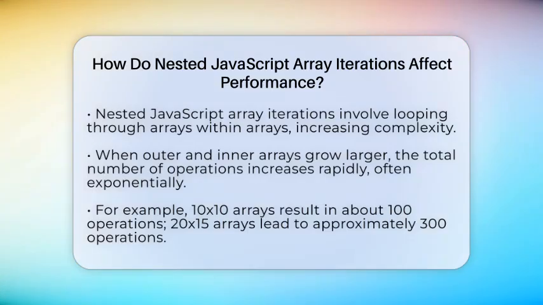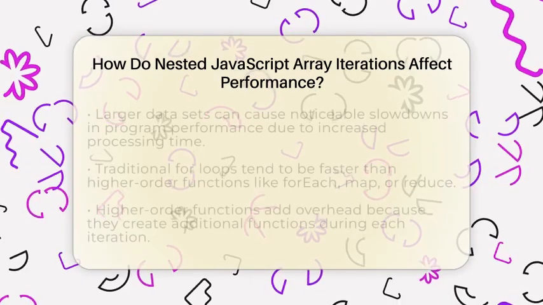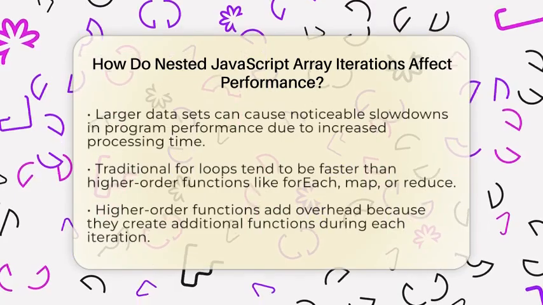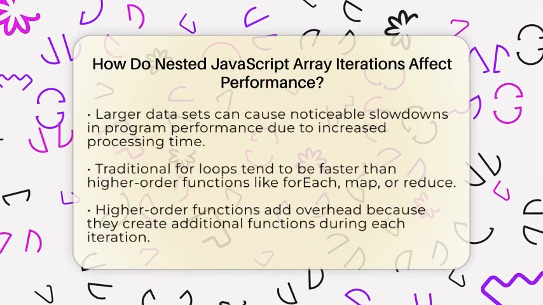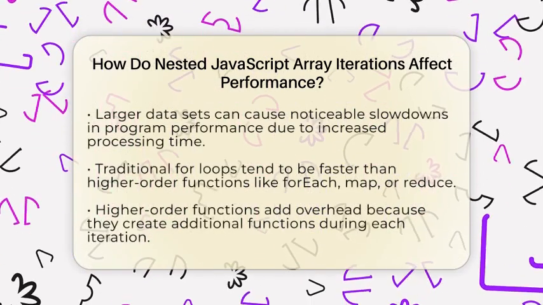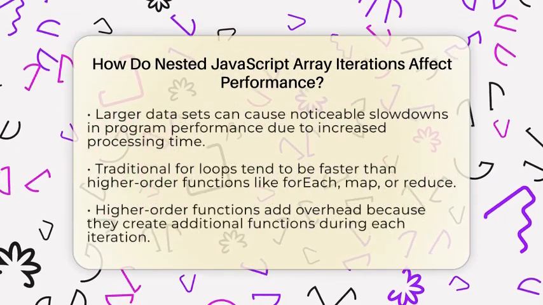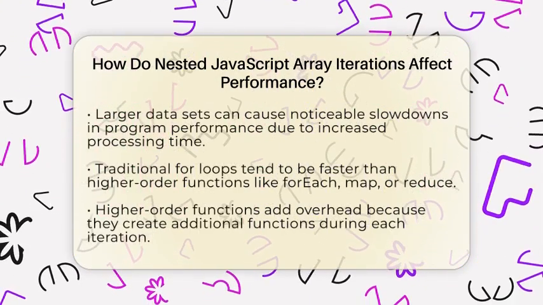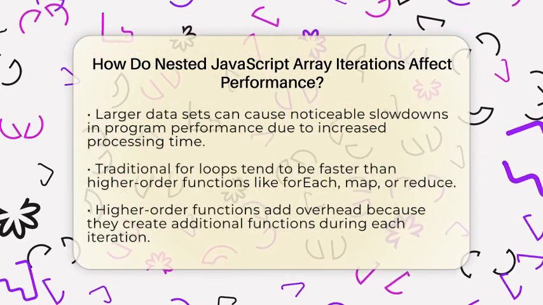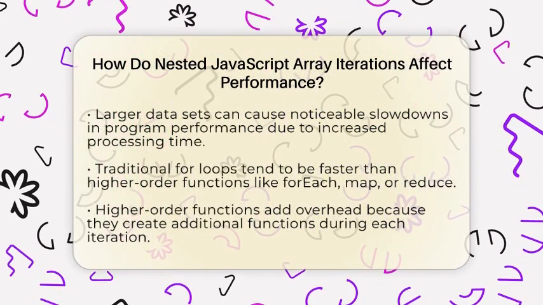Now, if you increase the size of either array, the total number of operations grows very fast. For example, if the outer array has 20 items and the inner array has 15, you will perform around 300 operations. This exponential growth can slow down your program, especially if the arrays are very large.